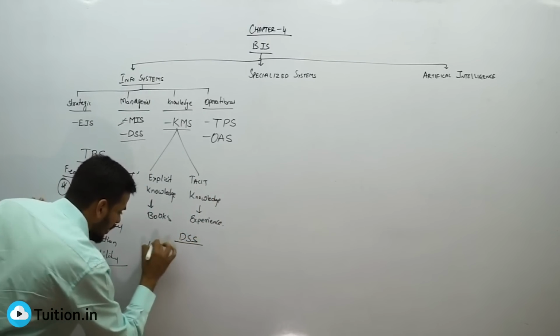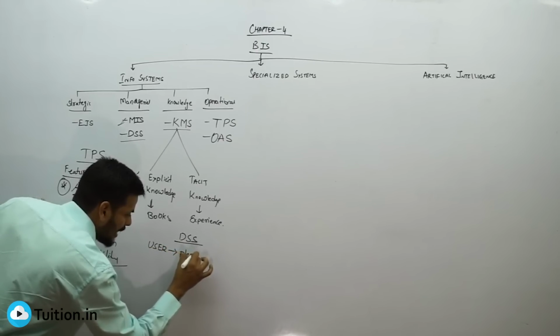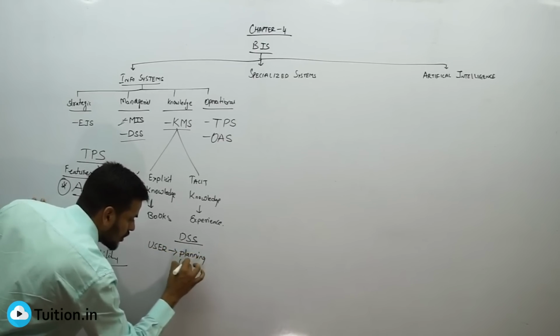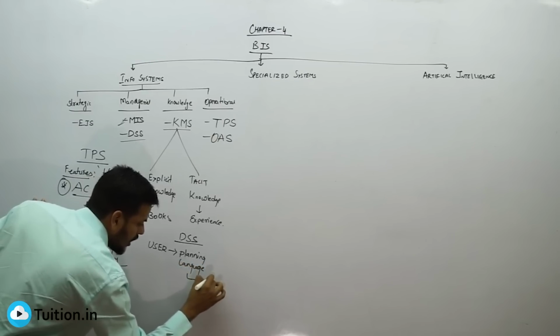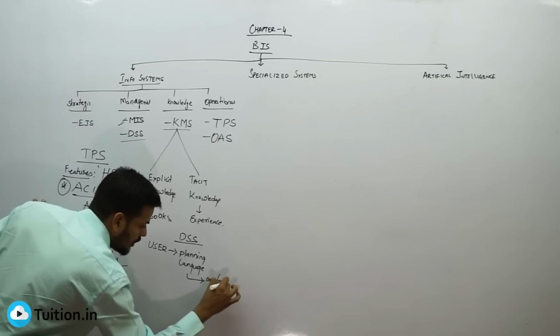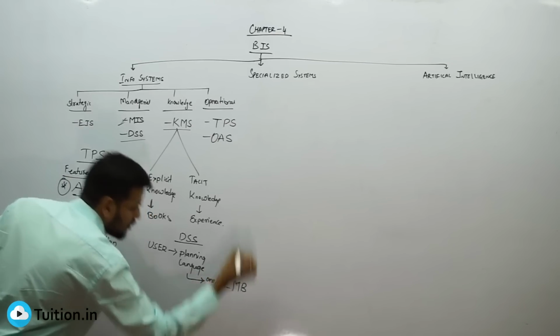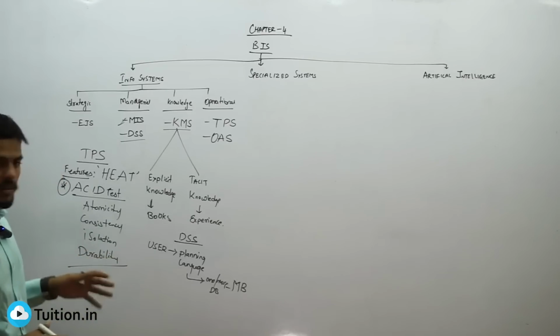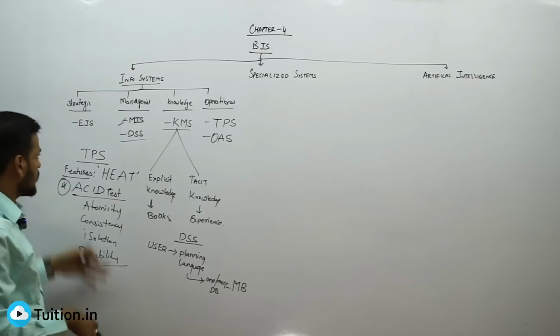Under DSS, you have a user. The user uses something called a planning language. User planning language. Then you have 1 or more databases, and then you have one of the most important concepts called a model base, which is the brain of the DSS. So it's all about the information systems, guys.